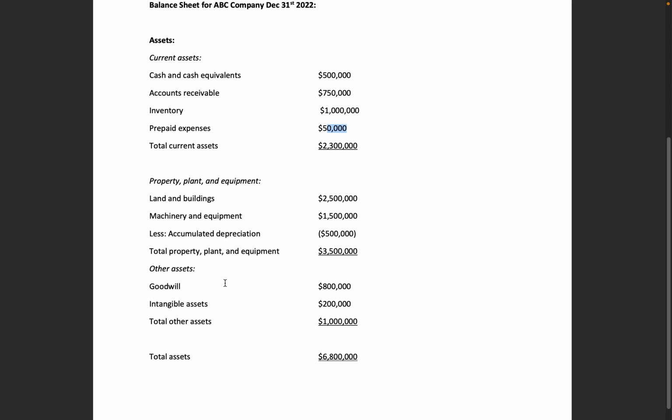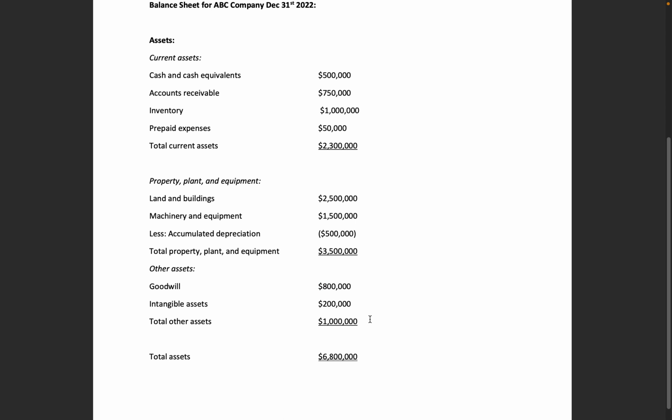Remember, we also have fixed assets. So when we have our fixed assets, we've got land and buildings, machinery, minus depreciation. We take off depreciation because some of that machinery and some of those buildings would have lost value over time. Then we get a total value for our property, plant and equipment, which would be 3.5 million. Other assets would be goodwill that came along with our company, something like a brand, for example. Intangible assets could be some intellectual property, and they total 1 million.